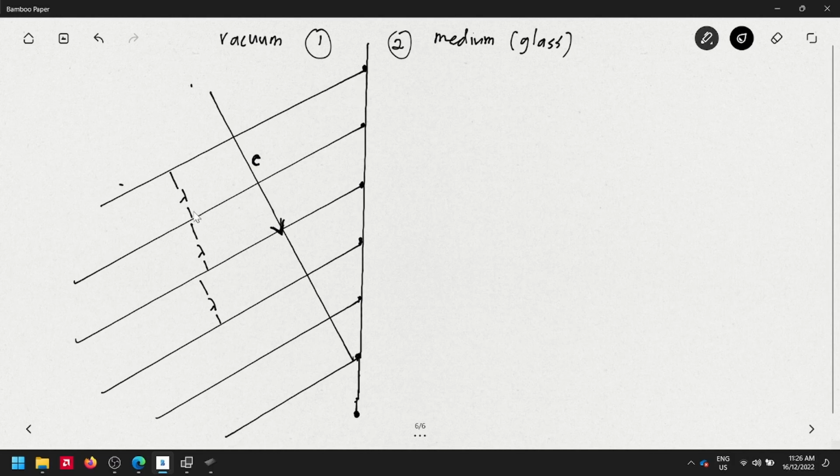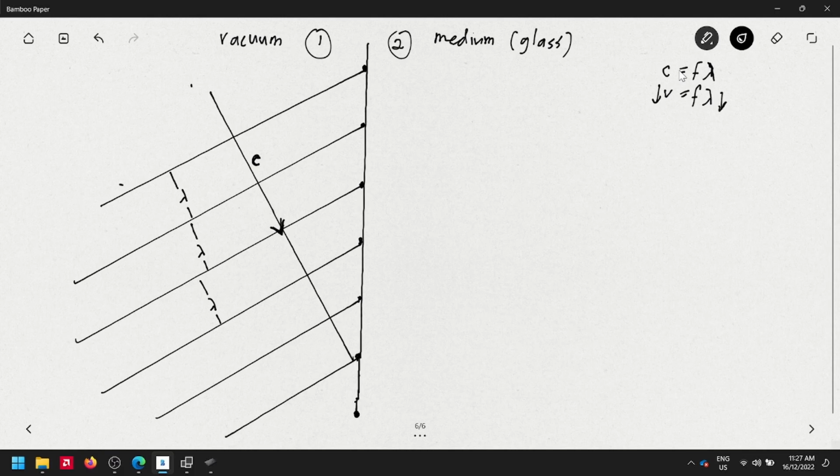So c equals f lambda. The frequency f is fixed because the energy is fixed. Lambda will change. If I have v, what should I do to reduce my speed? I am left with lambda, so my lambda should be reduced so that my speed is reduced. Are you clear with that?